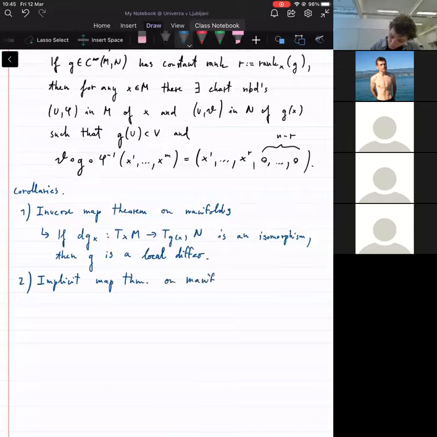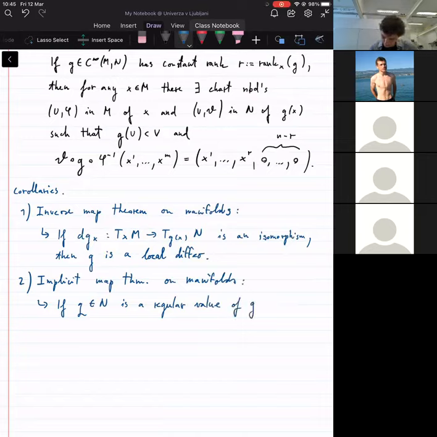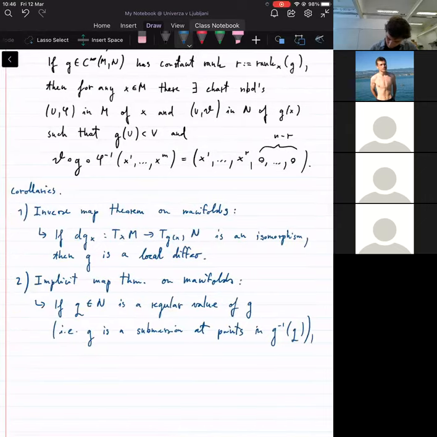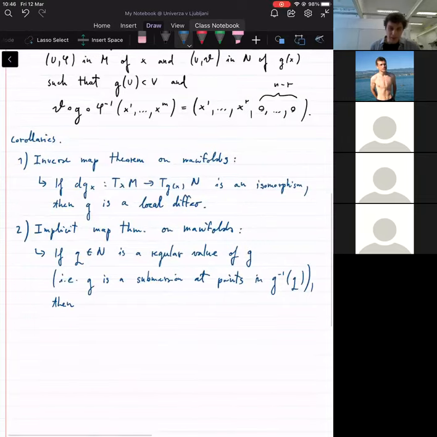And the second corollary, that's maybe even more important at times, is the implicit map theorem on manifolds. It says that if q in N is a regular value of g, so g is again assumed to be a smooth function between M and N, what this means is g is a submersion at all points in the pre-image of q. Then, can you finish my sentence?